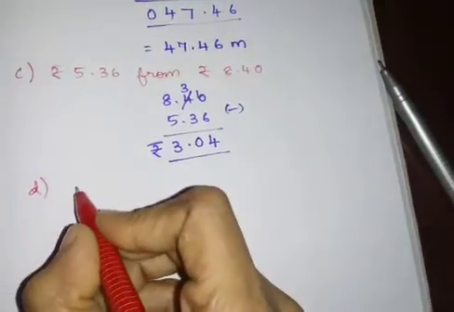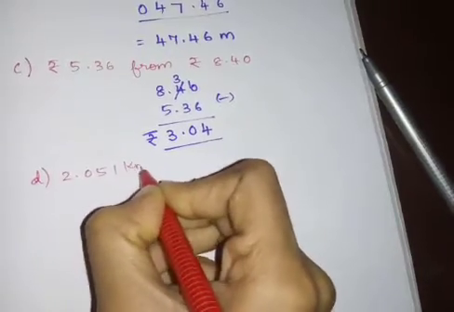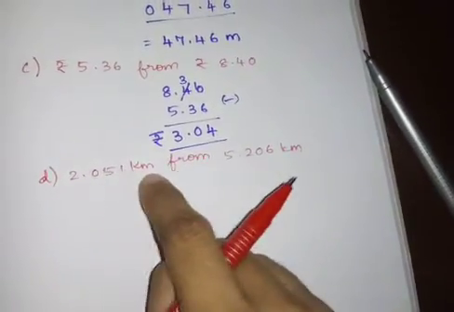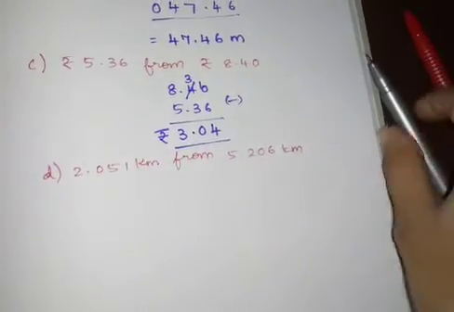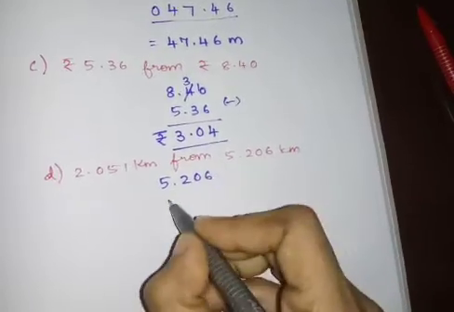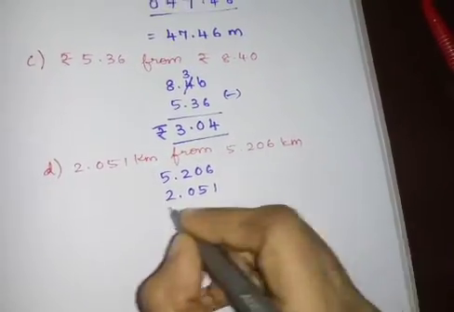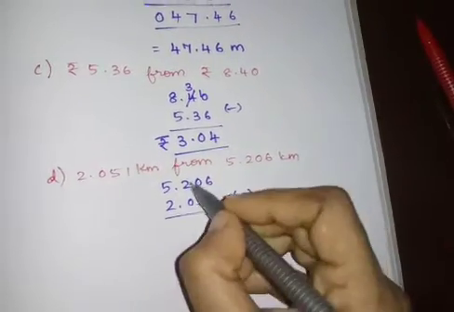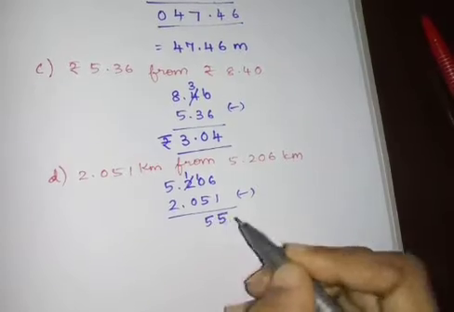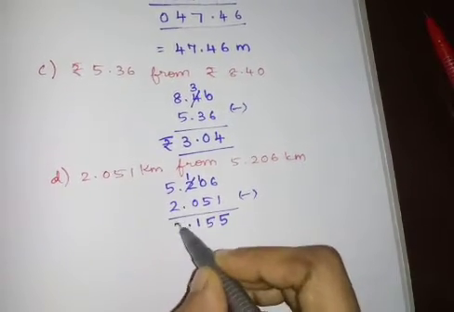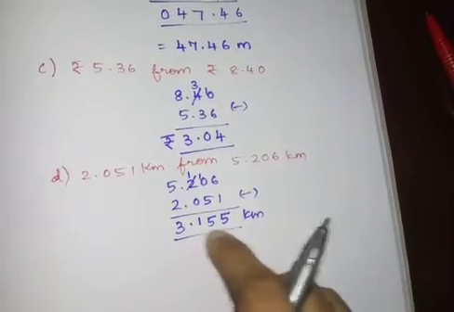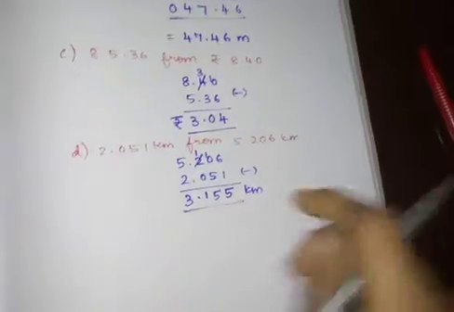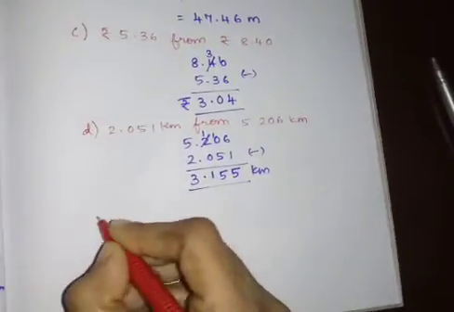Next is your D problem. 2.051 kilometer from 5.206 kilometer. So first I'll write 5.206 and then 2.051. Correct? Then I'm just subtracting it. 6 minus 1 is 5. Next, here 0 minus 5, can we do? No. So borrow 1. Here 10 minus 5 is 5. Then 1 minus 0, 1. Then 5 minus 2, 3. So what is the answer? 3.155 kilometer is the final answer. Okay, no problem.